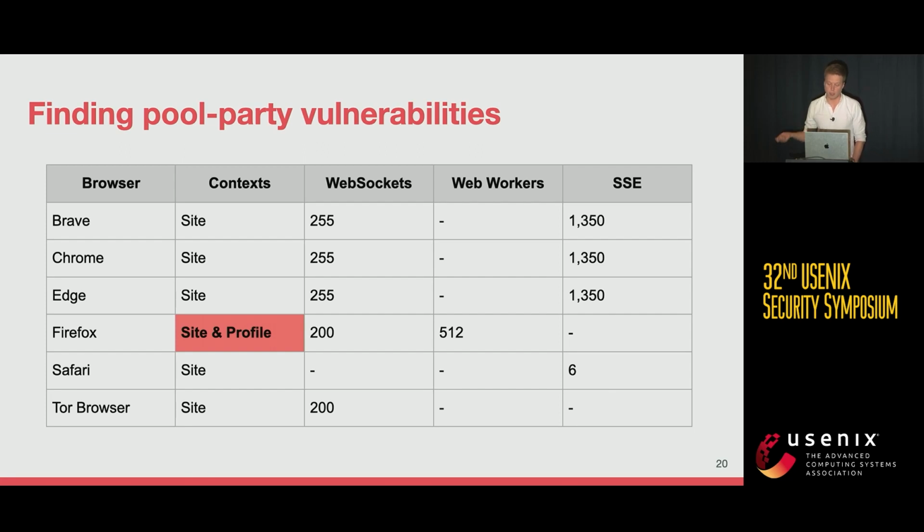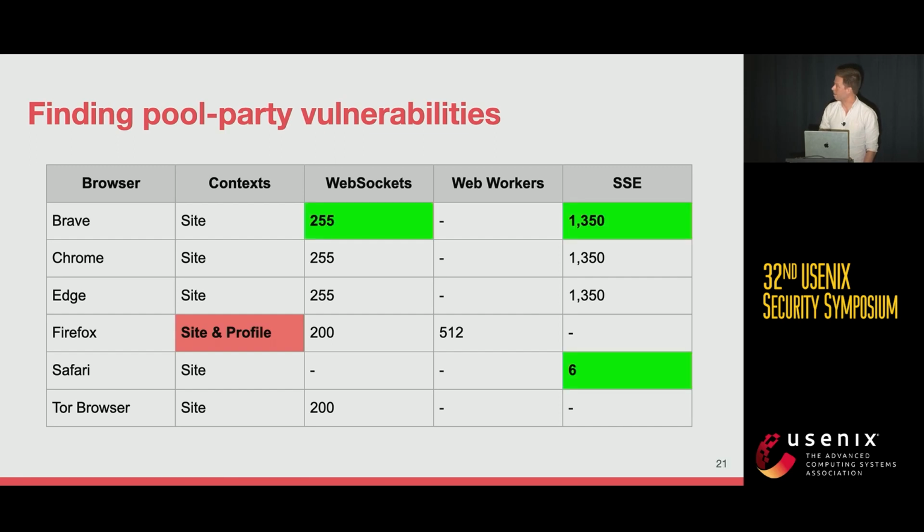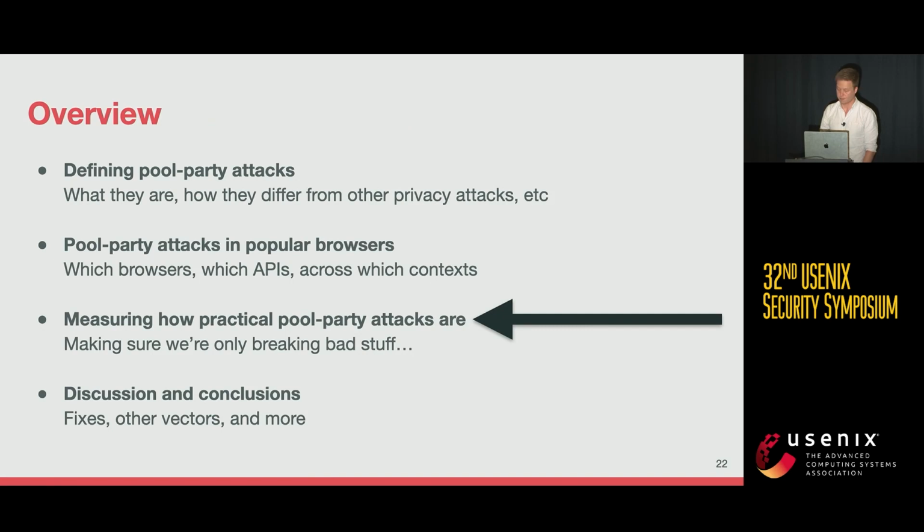So if you have a private window and a non-private window, you can create a covert channel to communicate across those two. It's a problem. The other thing is that as of publication, these three examples of the problem have been fixed. The other browsers are working on fixes, partially through addressing them in the standards. All right, so those are the pool party attacks we identified in browsers.